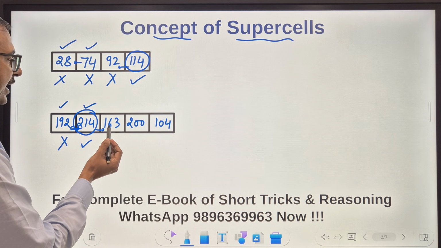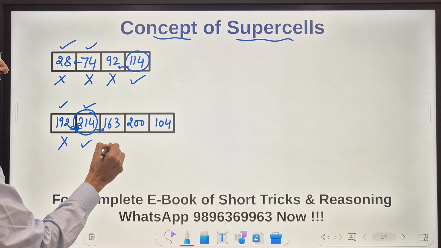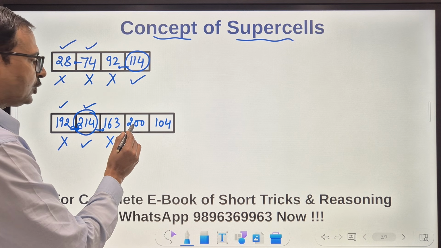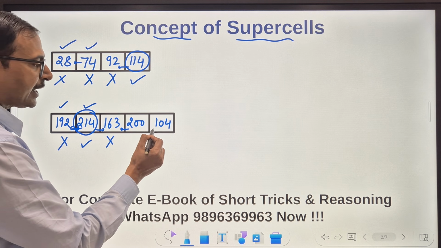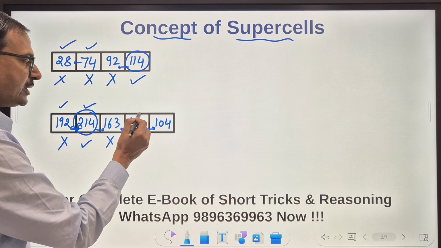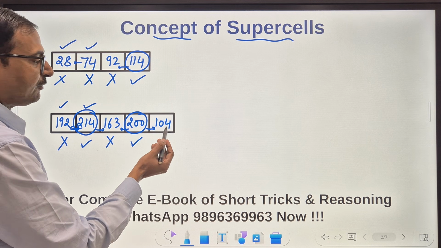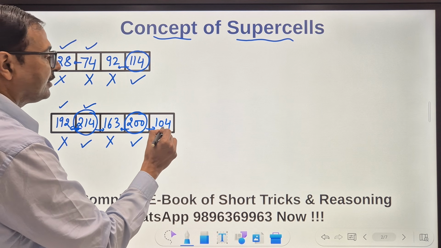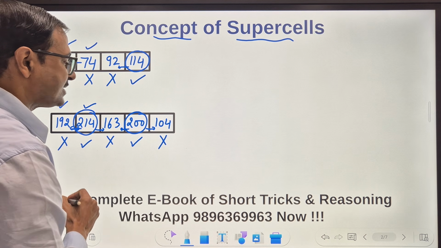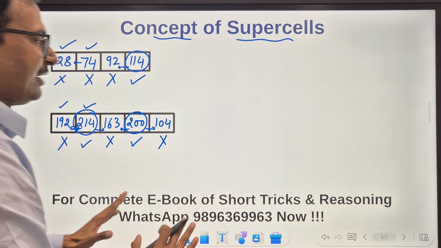Likewise, if you take 163, the neighbors are greater, so this is obviously not a supercell. How about 200? On the left 163 is smaller, on the right 104 is smaller. So yes, 200 is a supercell. And finally 104 has only one neighbor on the left, 200, which is greater, and therefore 104 is not a supercell. So there are 2 supercells out of these 5.